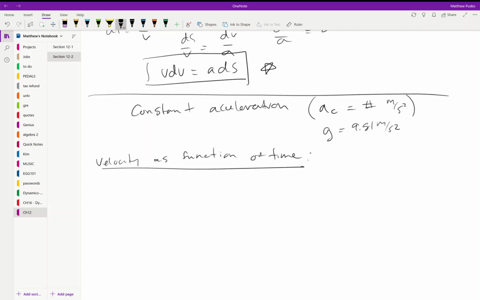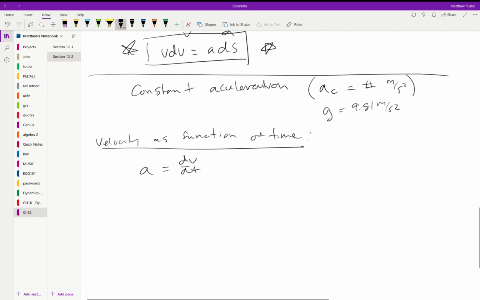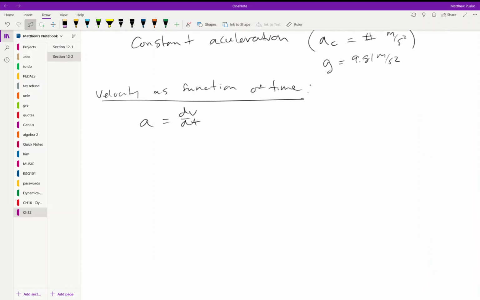So let's start with our definition that acceleration is equal to dv/dt. And by the way, you have to be able to do this. You have to be able to integrate these equations to get your constant acceleration equations, and it goes one step further for when the acceleration is a function of time, and we'll get there. Right now, let's look at constant acceleration, so we can put a C right there.